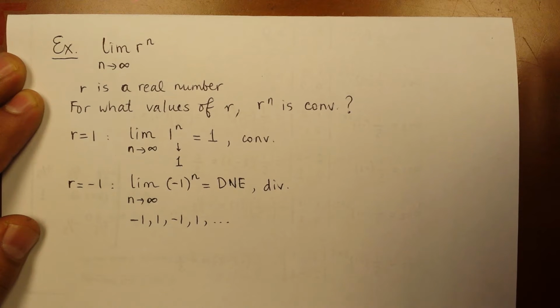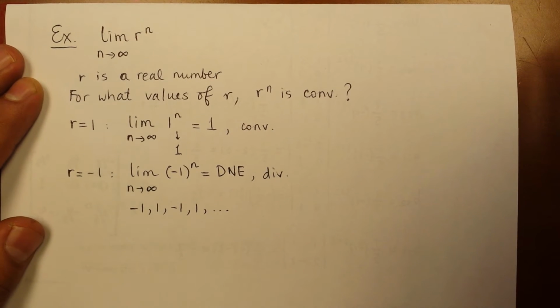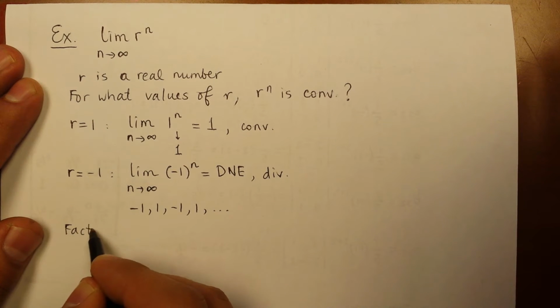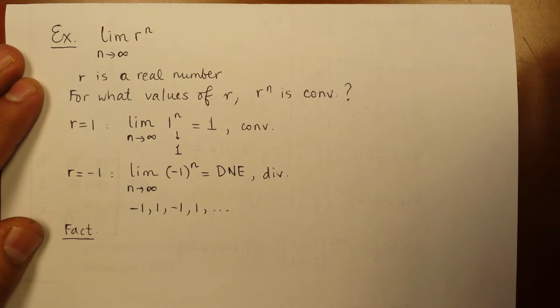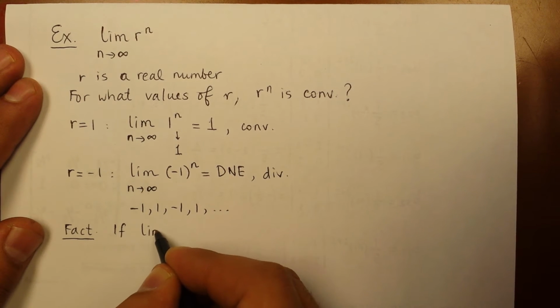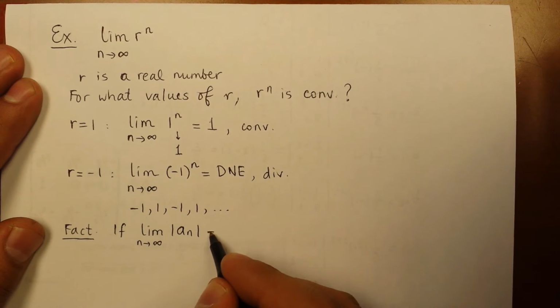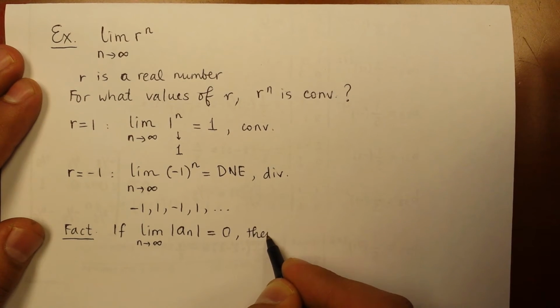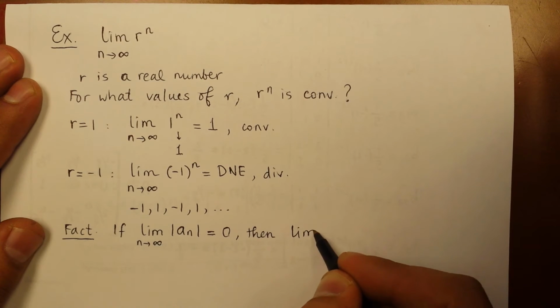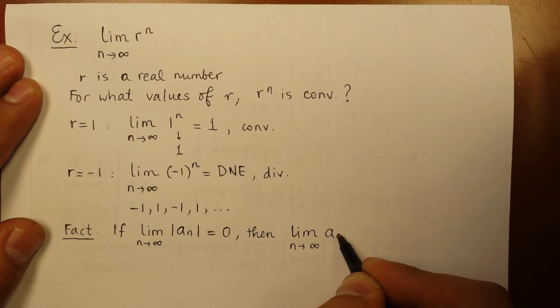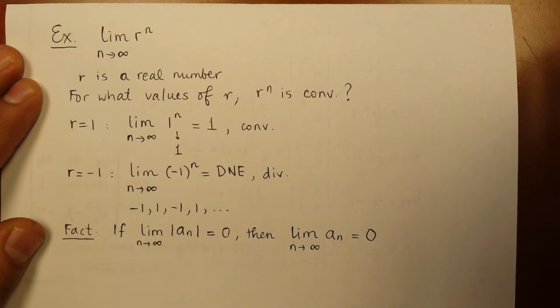So this limit really does not exist when r equals negative 1. Here's the next part that will be so important to know. This is a fact that can be proved by using, for example, the squeeze theorem. But if the limit of the absolute value of a_n as n goes to infinity is 0, then the limit as n goes to infinity of a_n must be 0 as well. So this is really a fact that we can employ in this problem.